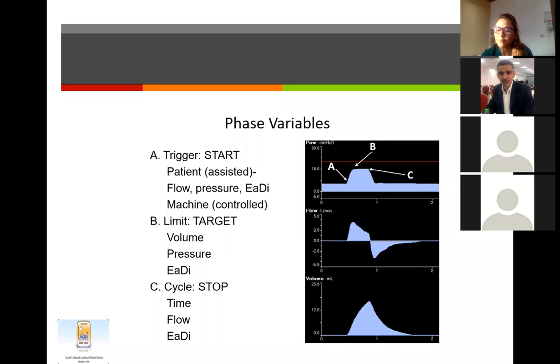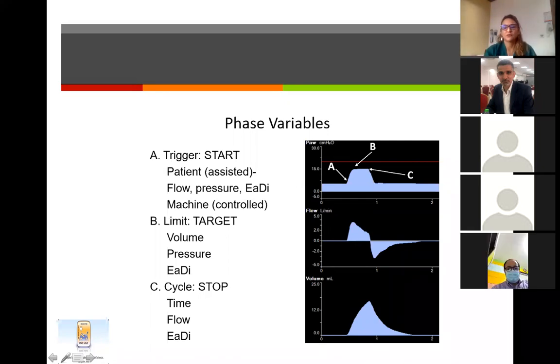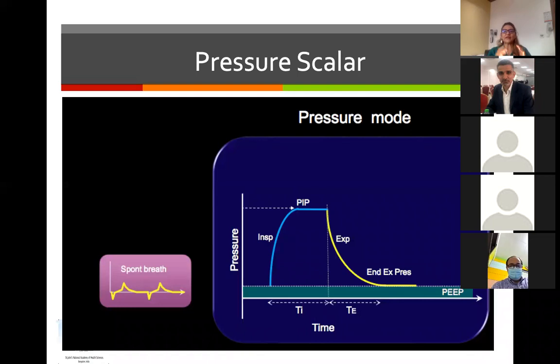Are you cycling with time? If you're cycling with time, you have given some inspiratory time, and after you have reached that much inspiratory time, it will stop. Or if it's a flow cycle, then you will say that, okay, I have reached 25 or 30% of the flow, less flow, then I will stop. Or the EDI, if you have used NAVA, then the cycling will be according to that EDI. So these are very important: trigger or start, limit, and stop or cycling. Now we will take one by one.